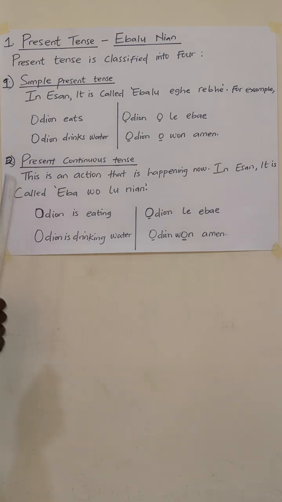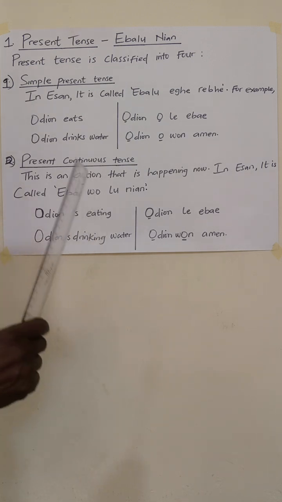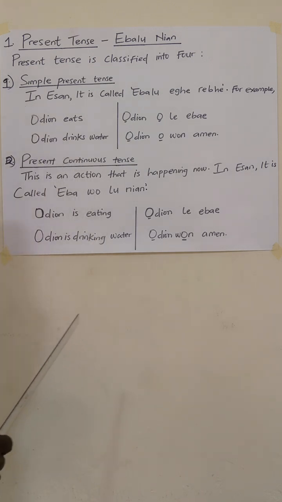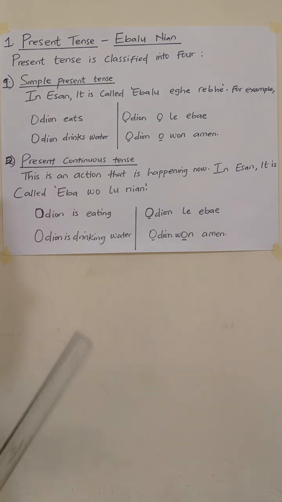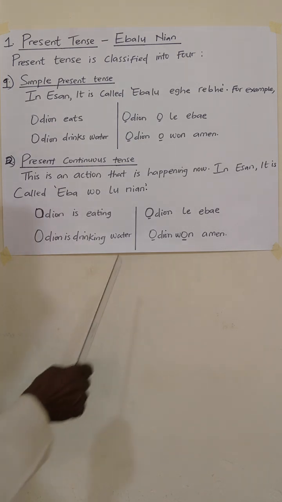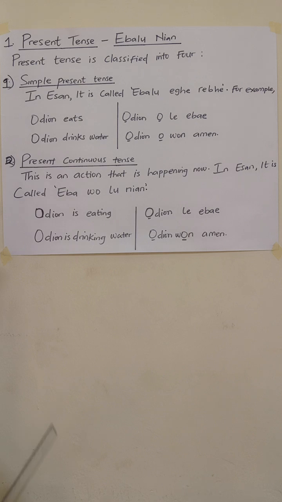Now, if you are looking at present continuous tense, this is an action that is happening now. It is called ebaworunia, ebawosununia. Oni tell the present continuous tense. They made taronania water. Only present continuous tense. Ojo is eating. Ojo labor. Present continuous tense. Ojo is drinking water.